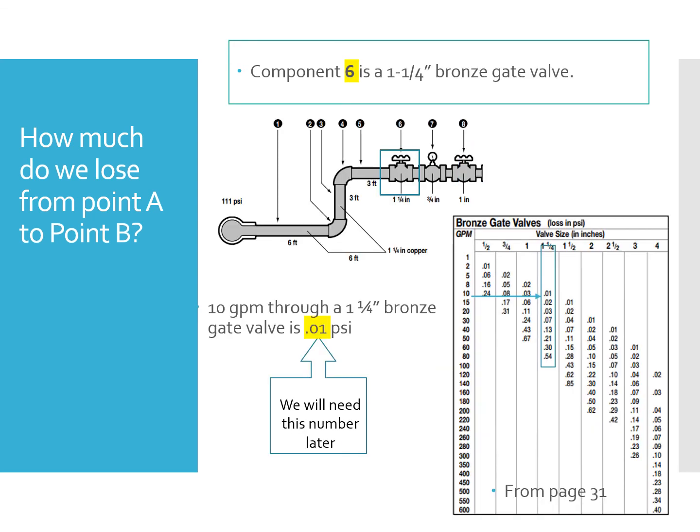So component 6 is a 1¼ bronze gate valve. This is a chart that can be found on page 31 if you need to look at a larger copy. So now we need to take a look at your flow right here, find our 10 gallons per minute, scoot over until we find a 1¼ inch bronze gate valve, and note what the PSI loss is. Very minimal at 0.01.